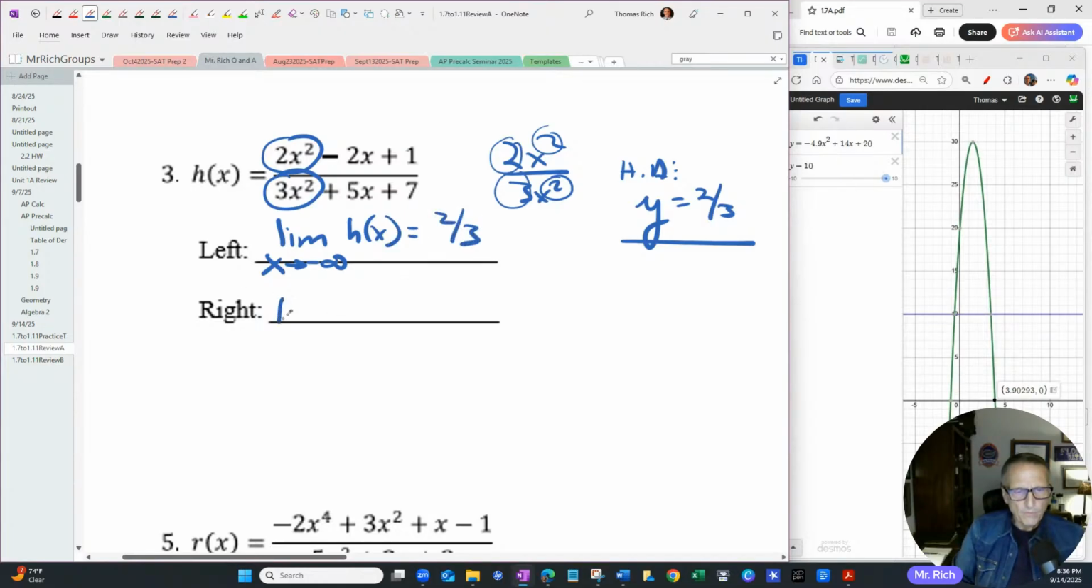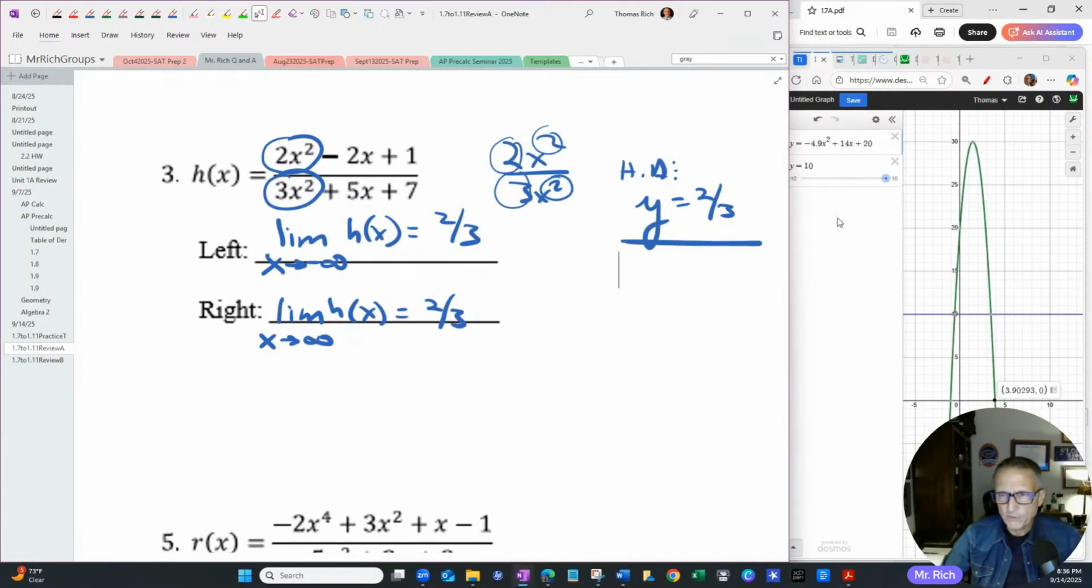And then the right-hand end behavior would be the limit as x goes to positive infinity. And the limit of the function would also be equal to 2/3 because of there being a horizontal asymptote at 2/3. Okay, so those are the end behaviors.